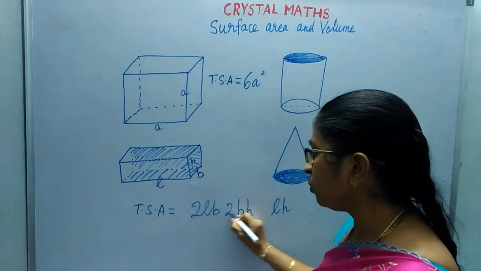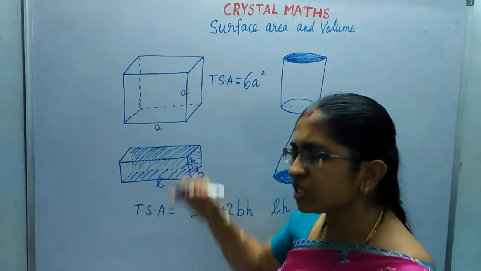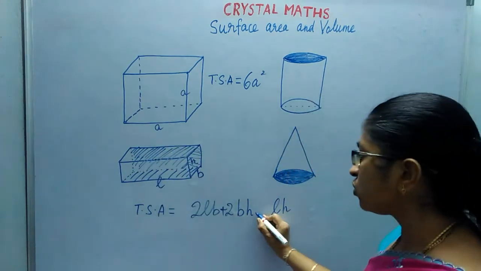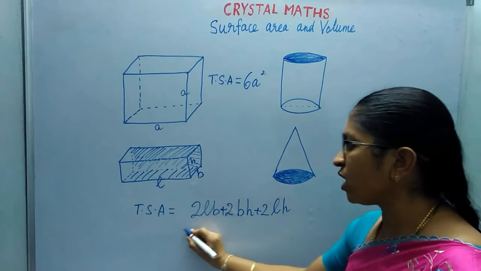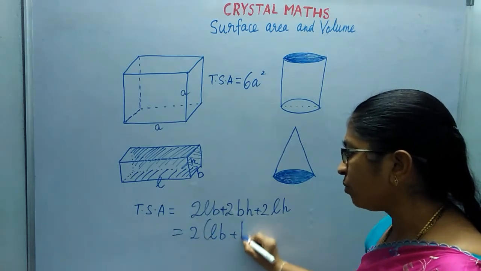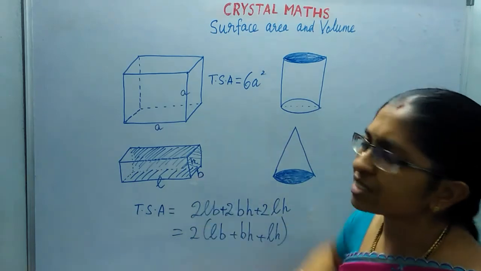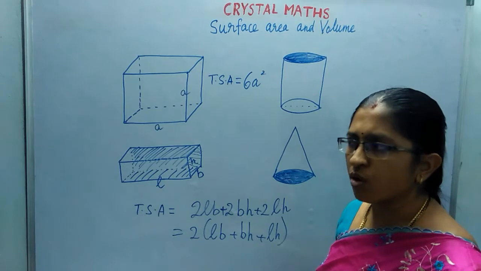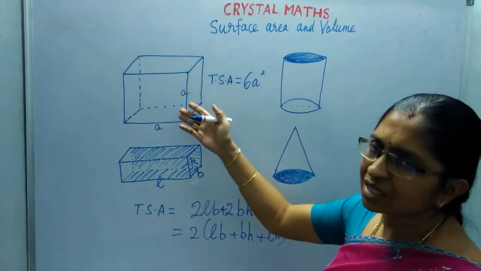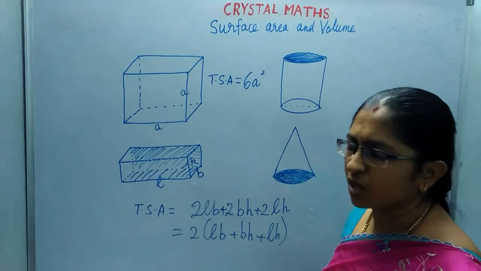2LB, 2BH and then LH also in the same way. Opposite sides will be equal, so this is also 2 times. If we take 2 outside, we get the answer 2 times LB plus BH plus LH. This is the total surface area of the cuboid. We can always link cube and cuboid to recall the formula properly.